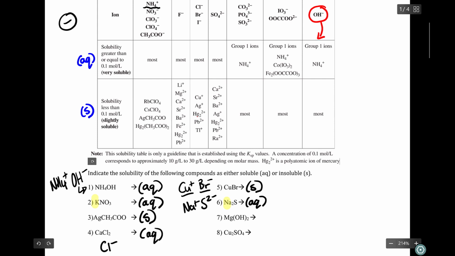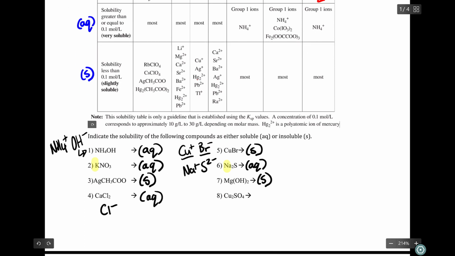All right, let's look for our next one. We got hydroxide ion. I go across the top. Here's hydroxide. It's attached to magnesium. Now, magnesium is a group 2 metal ion, so it doesn't fall under group 1. It's not NH4+. That means that my Mg falls under most. So this is going to be insoluble.